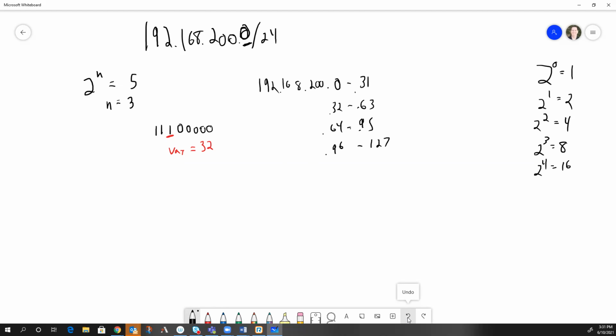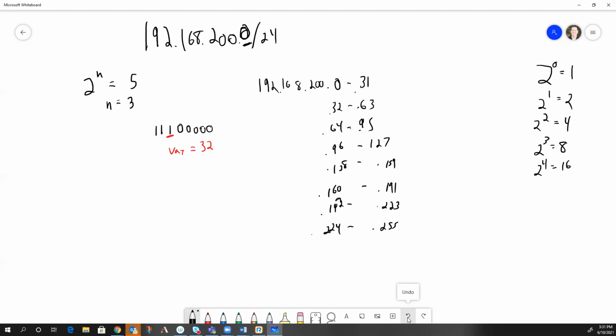127, 128, 159, 160, 192, 223, 224 to 255. There should be 8 here. 1, 2, 3, 4, 5, 6, 7, 8. 8 subnets. So you'll see that's how I do it.